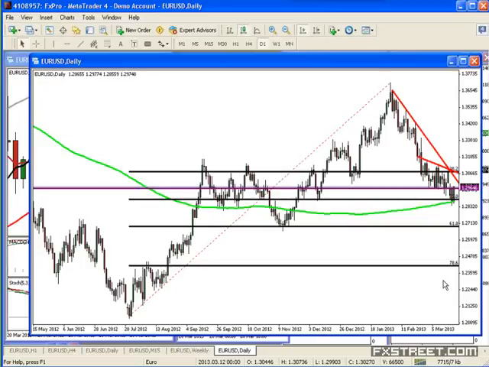Yeah, Black Cat, you make a good point. That is exactly the day it topped. It did top on an NFP day. In fact, let's look at that again.